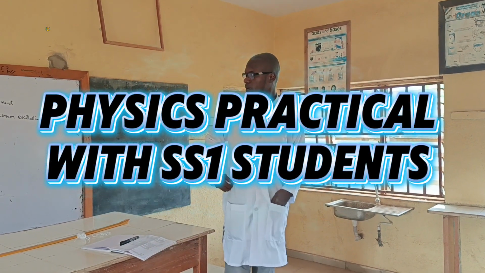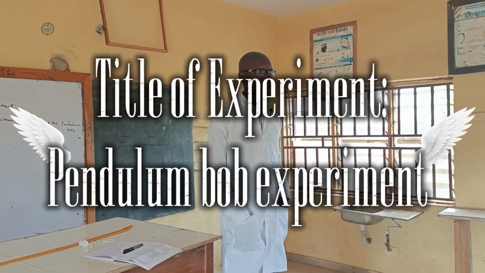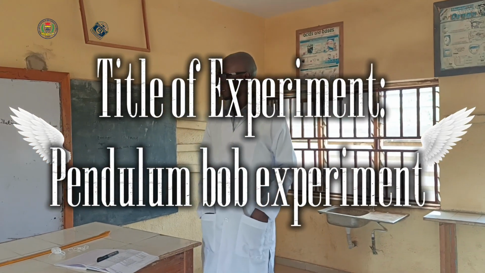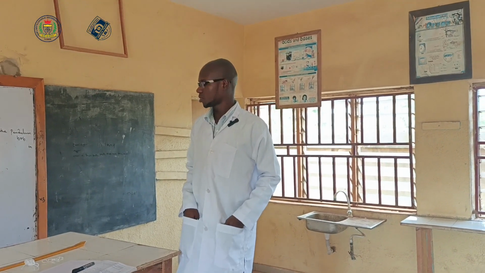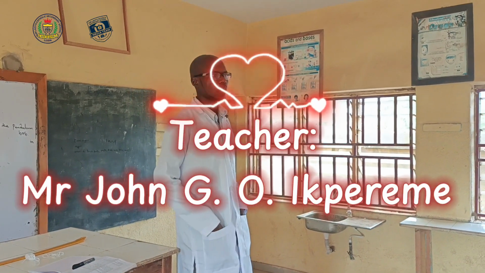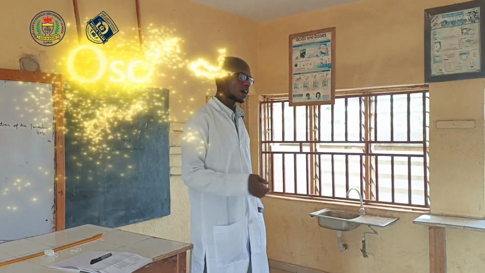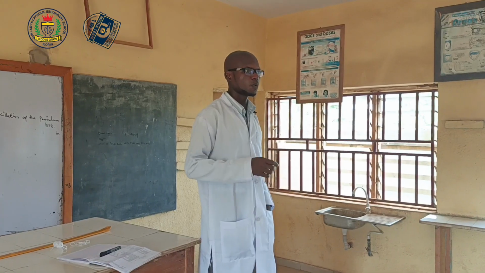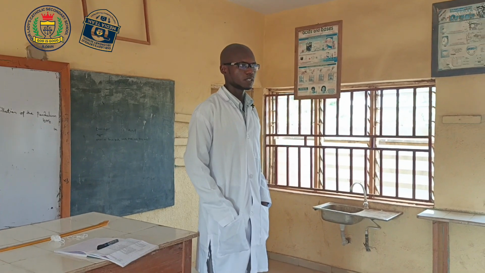So the title of the experiment we are doing today is Pendulum Bulb Experiment. That is the title. And the aim of our experiment is to determine the maximum oscillation of the pendulum bulb. When we say oscillation, we're talking about the movement, how fast and at what time can that pendulum bulb complete a full oscillation. That is what we want to determine this morning.